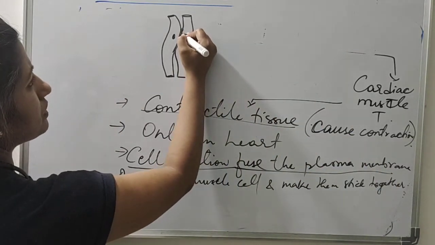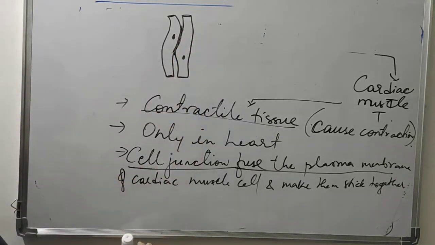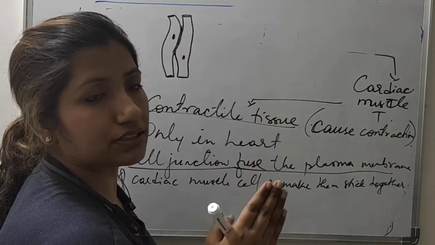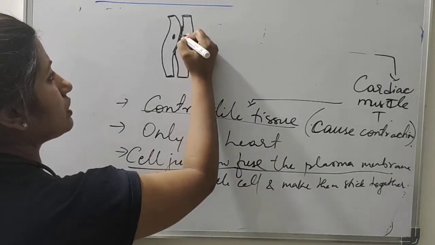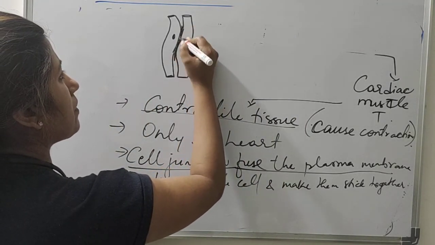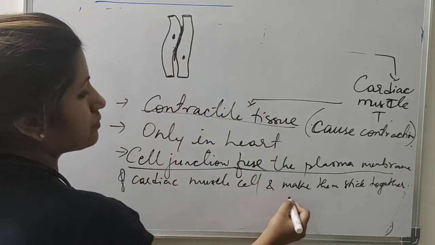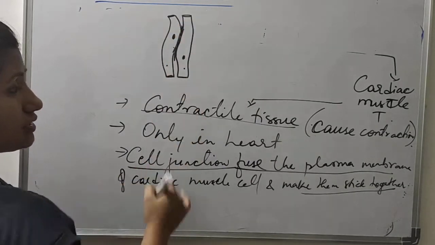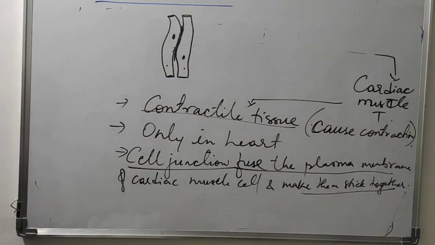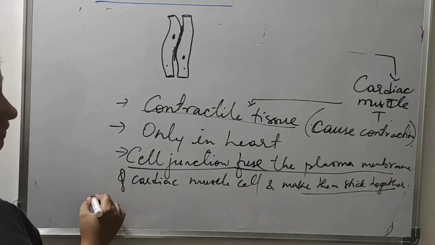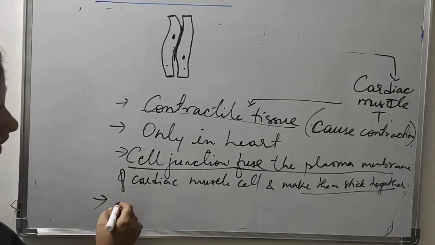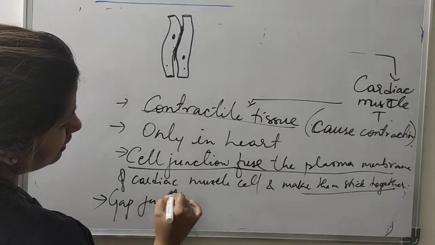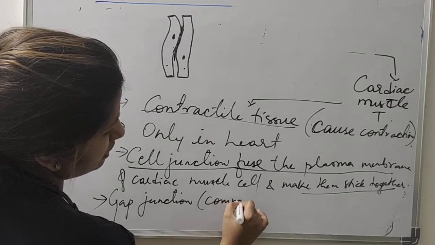Here we know that there is a junction, right? If you remember the junction which we learned in epithelial tissue, a junction between the cells fuses the plasma membrane between the two cells, and that helps them to stick together. So this is one cell of the cardiac muscle, and they stick together and form a branch. And then there is another point. There's a gap junction, which is also known as communication junction.